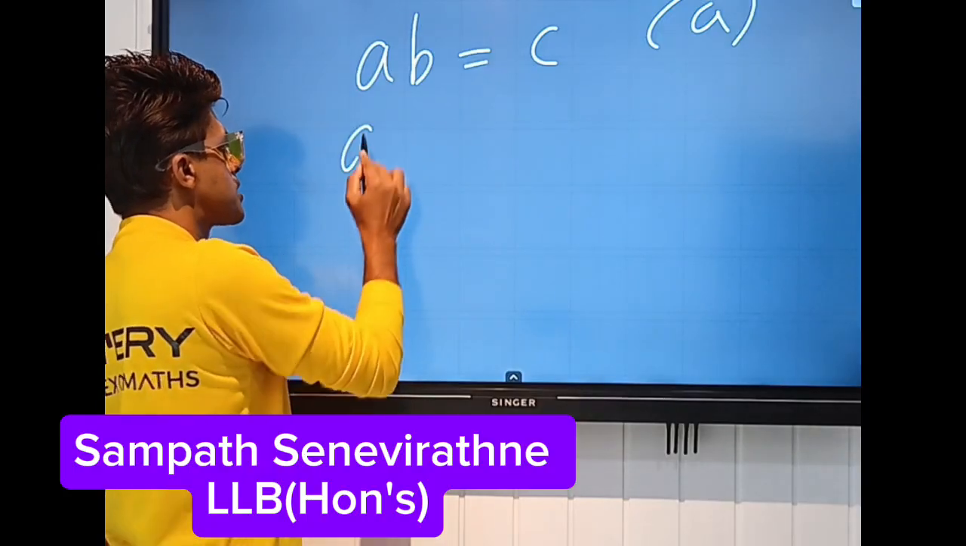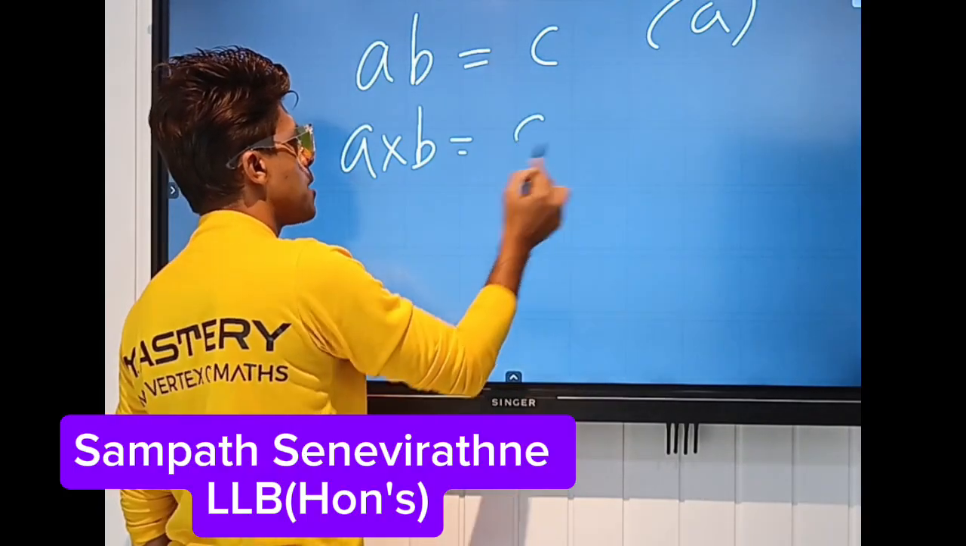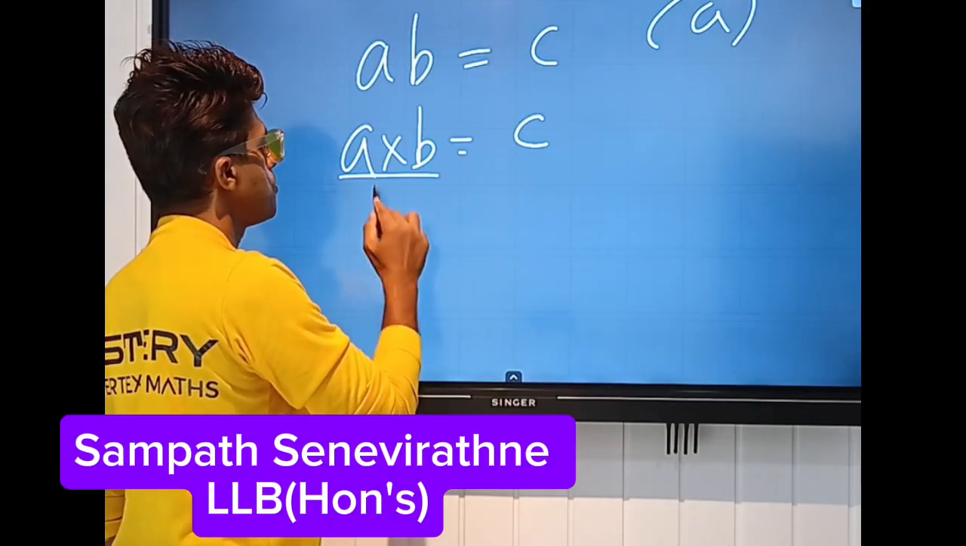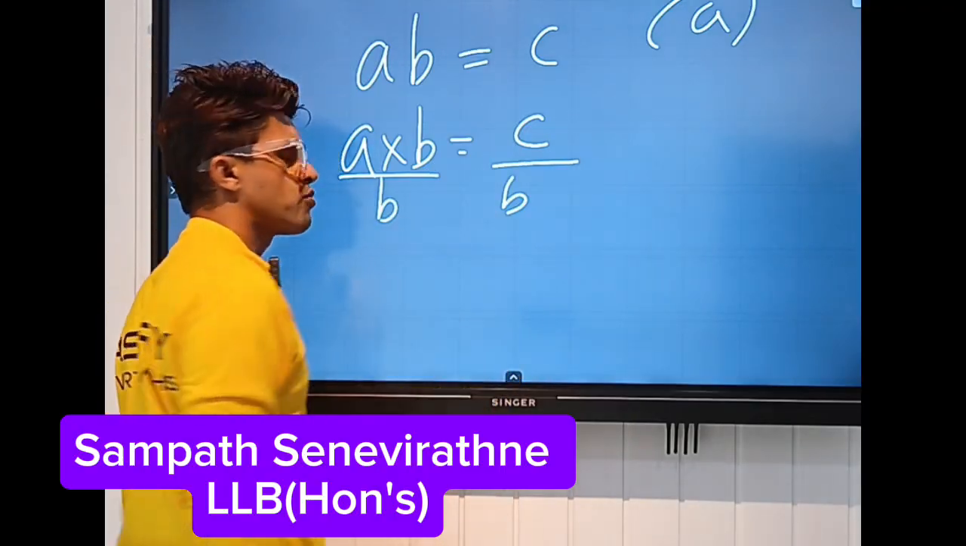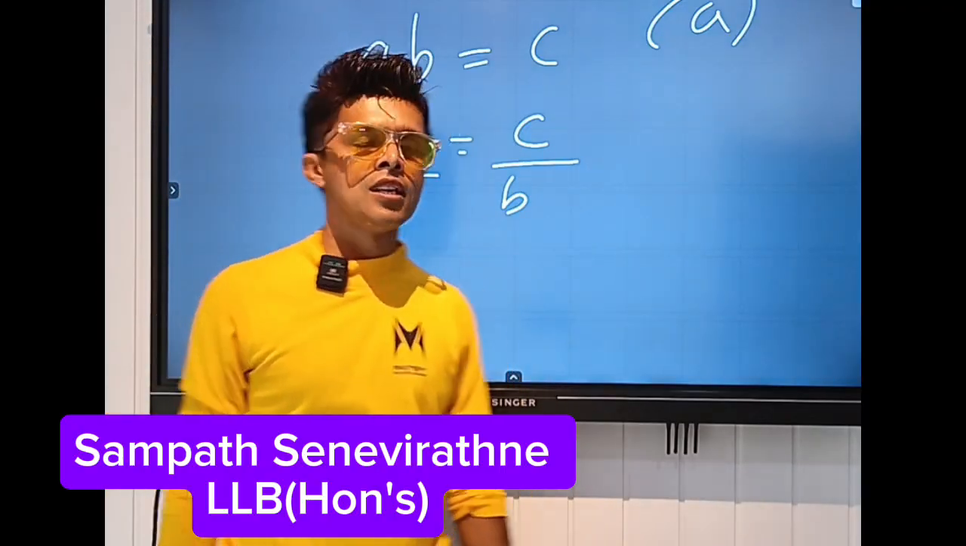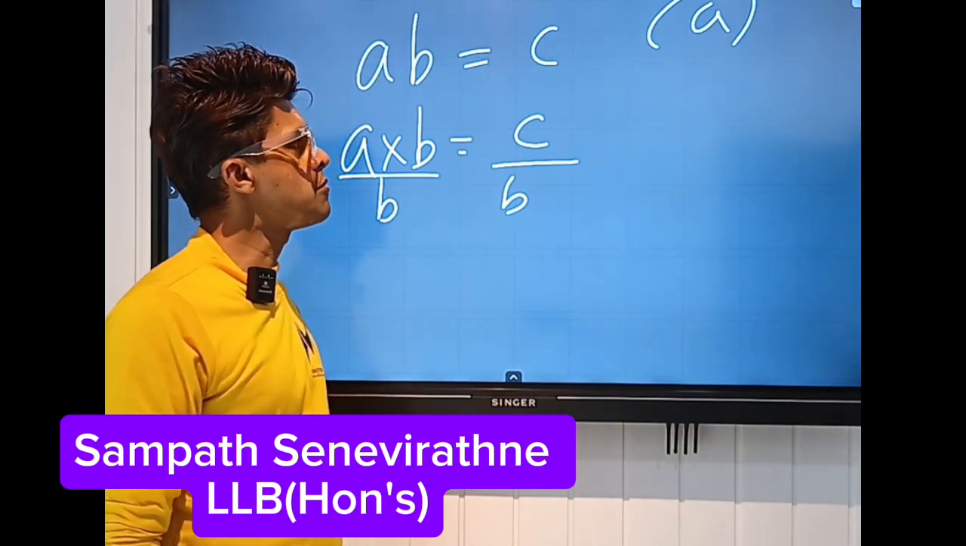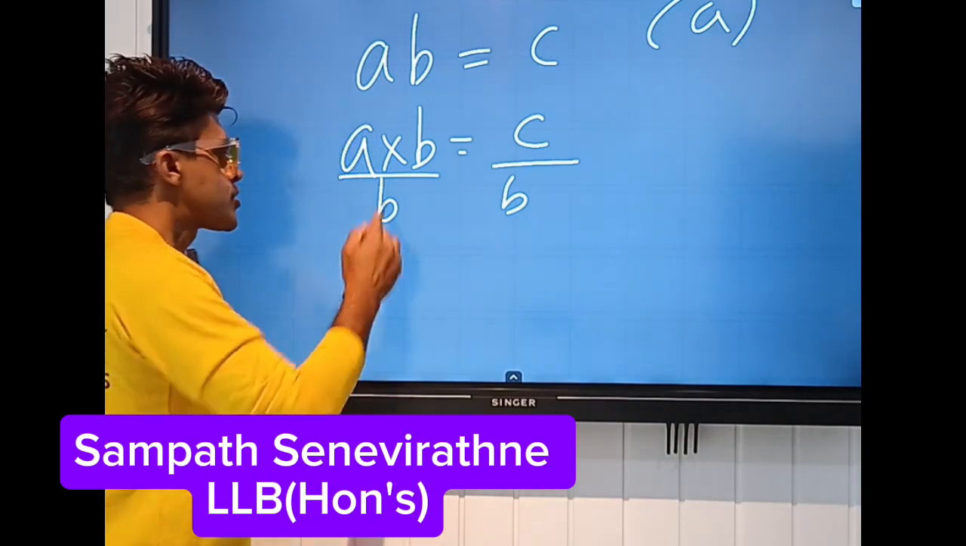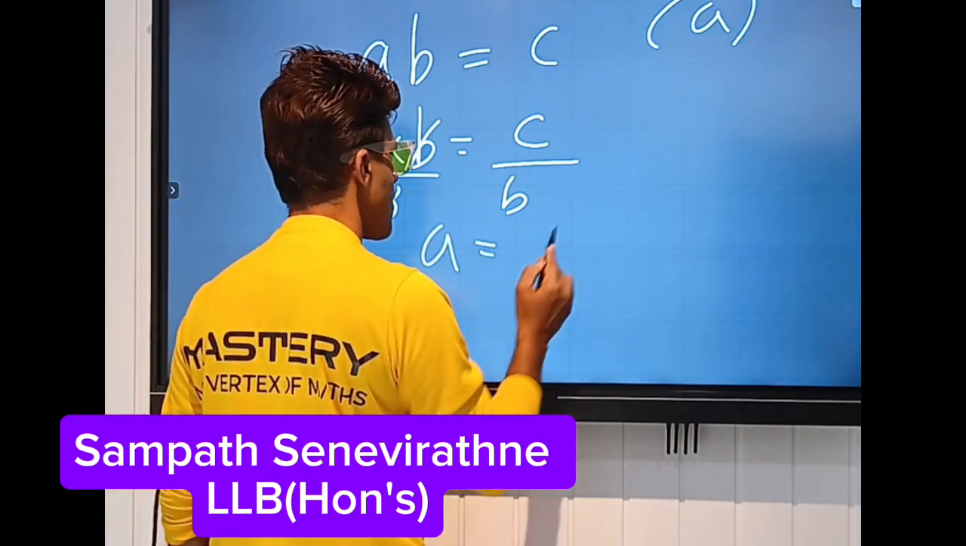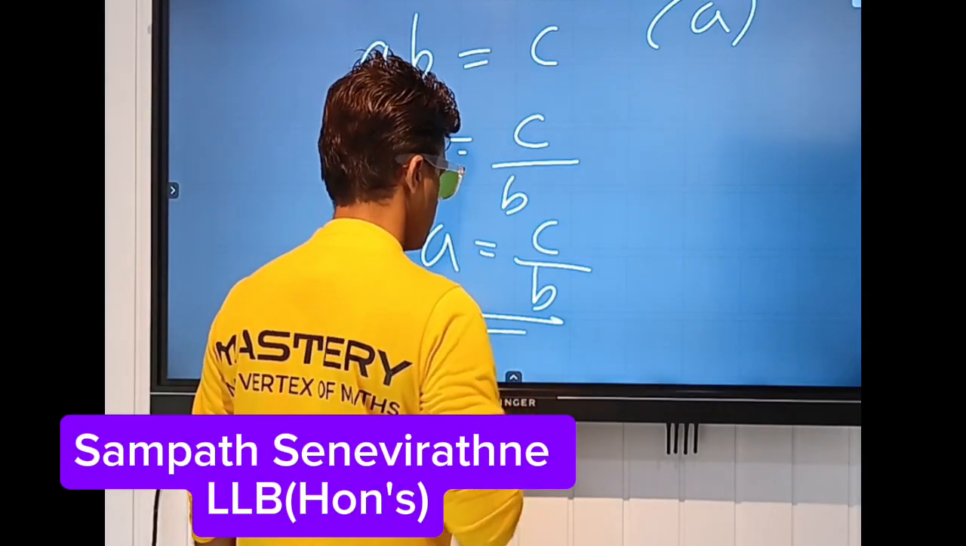Then both sides, here multiplication, A times B equals C. Therefore, it's divided on both sides by B. The reason for dividing both sides by B here is that it needs to write the term A as the subject of this formula. So B and B can be cancelled out. A equals C over B.